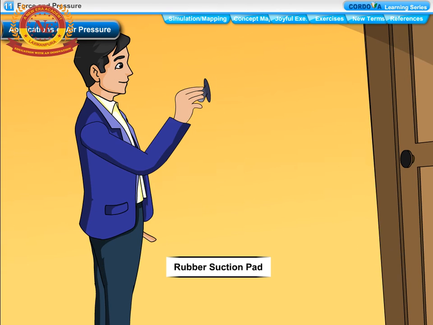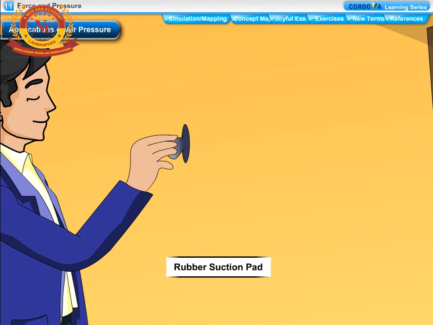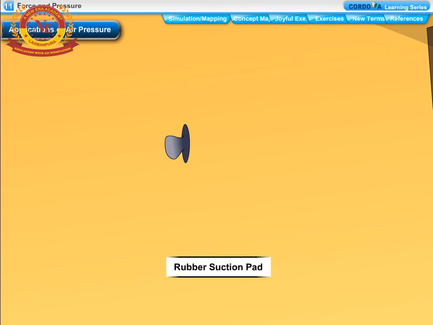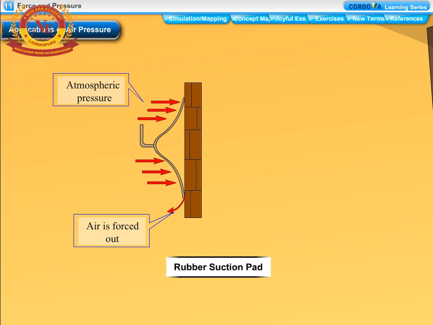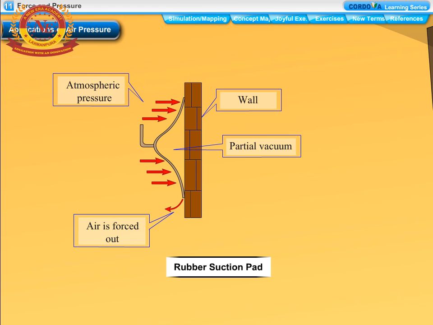Rubber suction pads are used on the walls to hang clothes and calendars. When a moistened rubber suction pad is pressed against the wall, the air between the suction pad and the wall is forced out, reducing the pressure inside. The outer atmospheric pressure, being greater, pushes the suction pad firmly and it adheres to the surface of the wall.